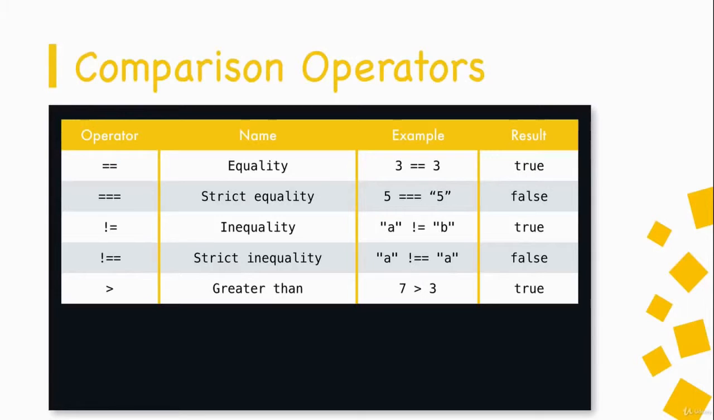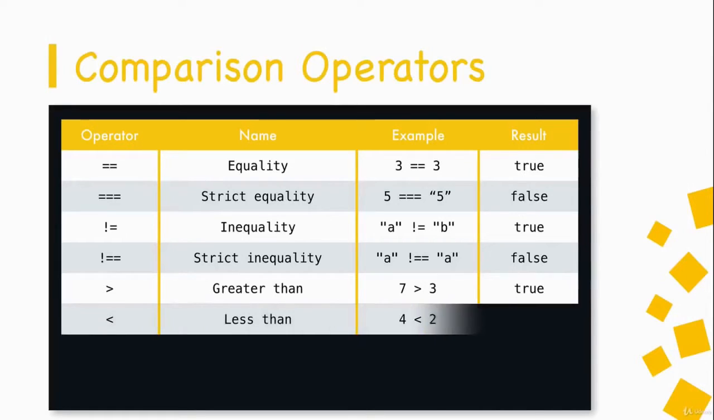Then we have the greater than operator, which is written as a greater than symbol. And this operator will tell you whether a value is greater than another value. So for example, 7 > 3 will return true because indeed 7 is greater than 3. The opposite of the greater than operator is the less than operator, which is written as the less than symbol. The less than operator, just like the greater than operator, will tell you whether a value is less than another value. So for example, 4 < 2 is false because 4 is not less than 2, 4 is bigger than 2. So 4 < 2 returns false.